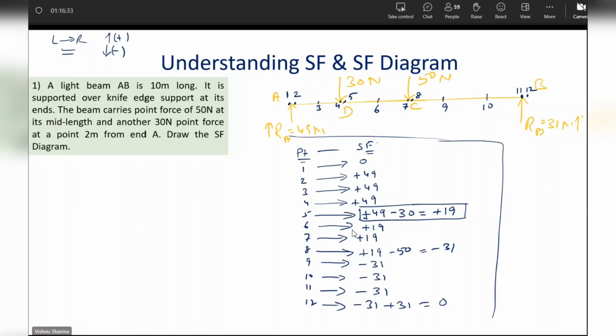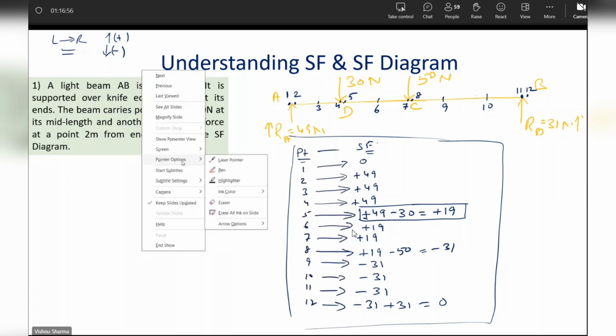Guys, first everybody has to be comfortable with this. Everybody is good about the shearing forces from point 1 to 12, yes or no? Guys, sir, everybody is good?